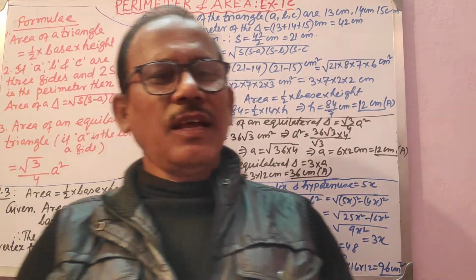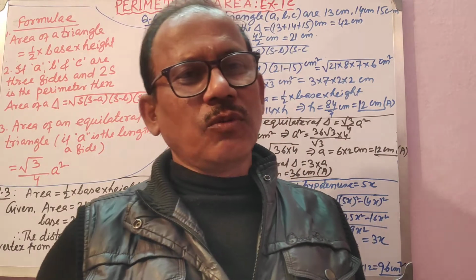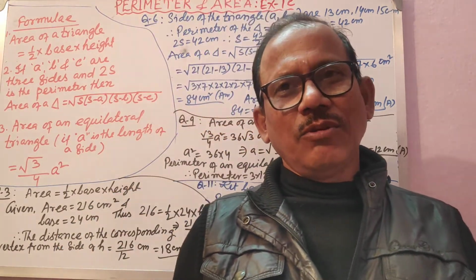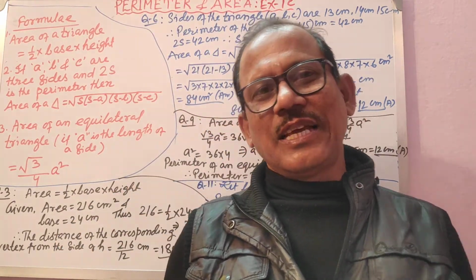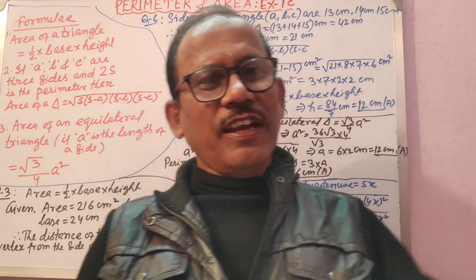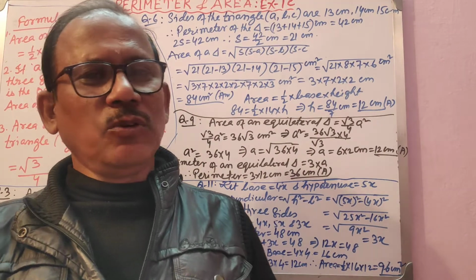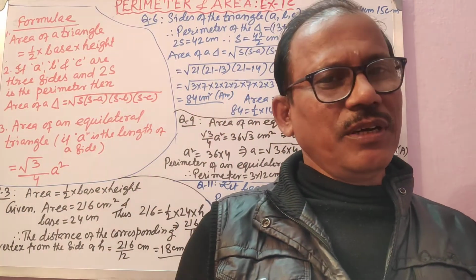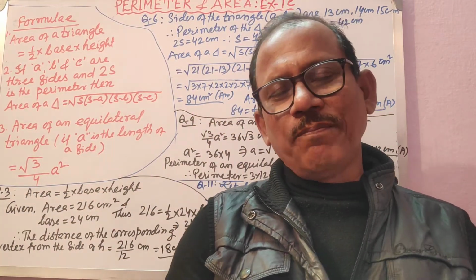First of all, when a base is given and its height is given, the area is half into base into height square unit. That will be the first formula.